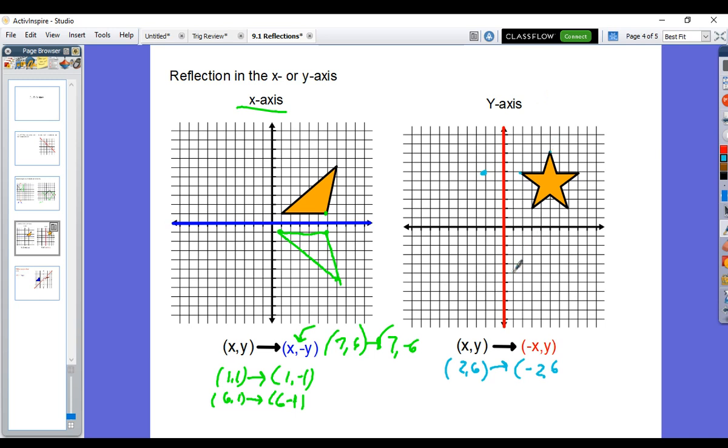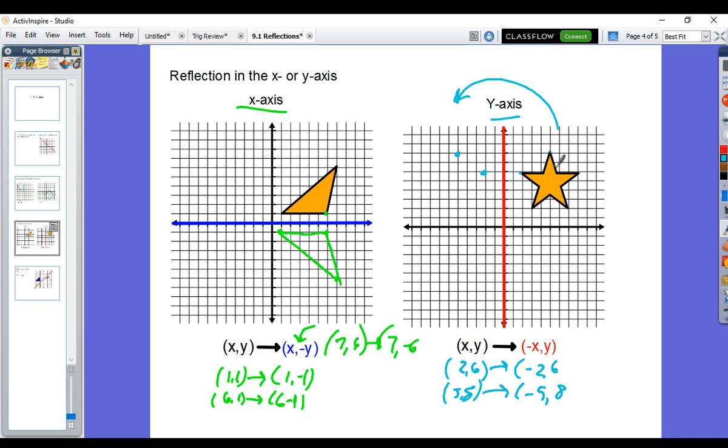This point right there is at 5, 8. Reflecting over the y-axis, so it's going this way, it becomes -5, 8. So -5, and then 8. And so on and so forth.